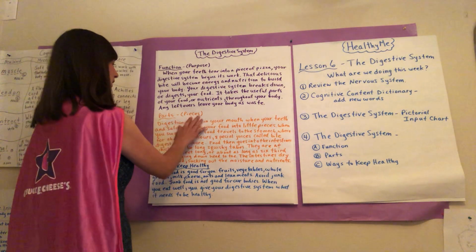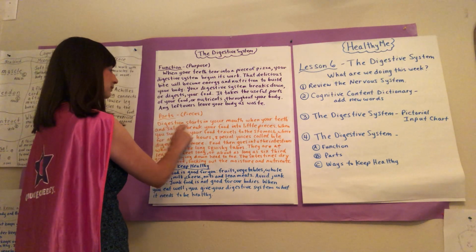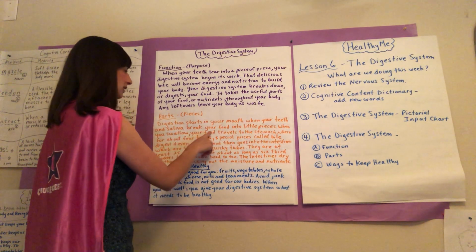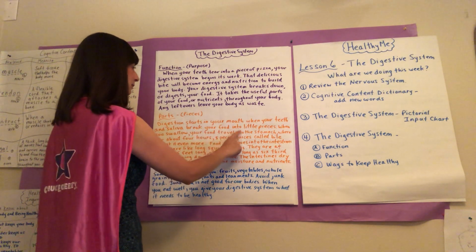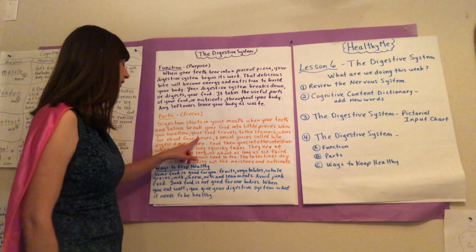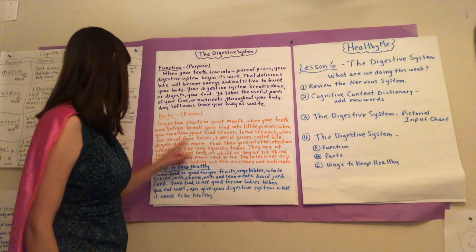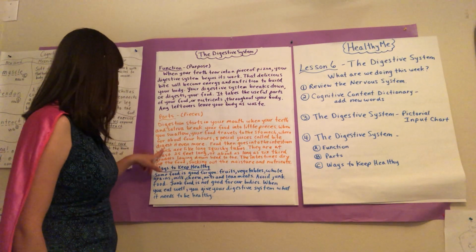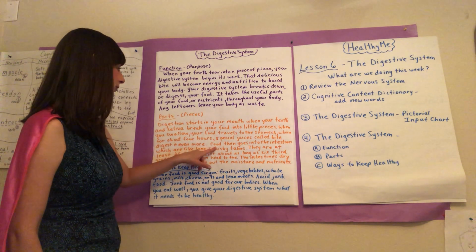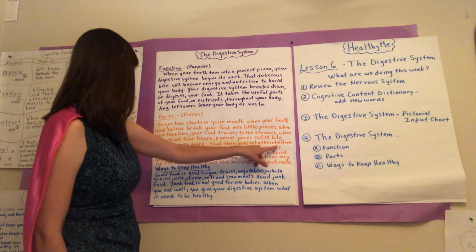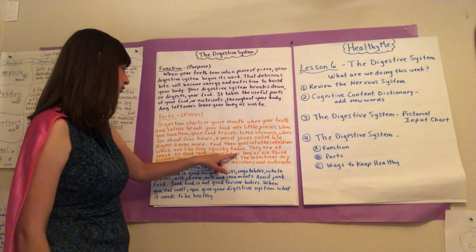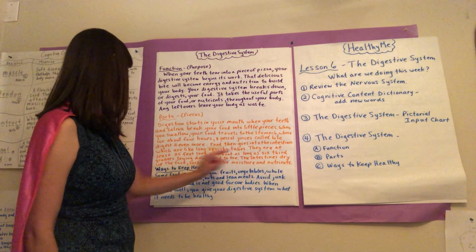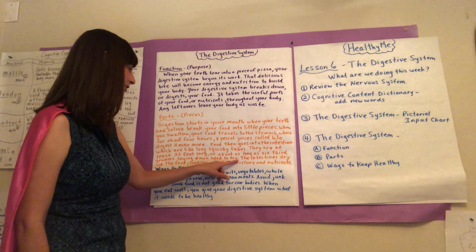Okay? The parts or the pieces of our digestive system start with our mouth. Our teeth and saliva break down food into little pieces. When you swallow, your food travels to the stomach, where for about 4 hours, special juices called bile digest it even more. Food then goes into the intestines, which are like long, squishy tubes. They are at least 25 feet long, or about as long as 6 third graders laying down head to toe.